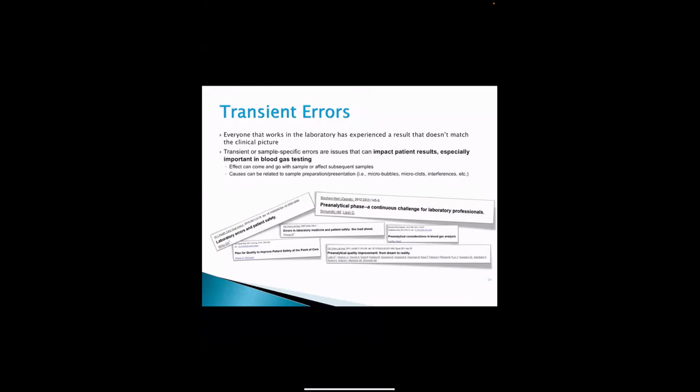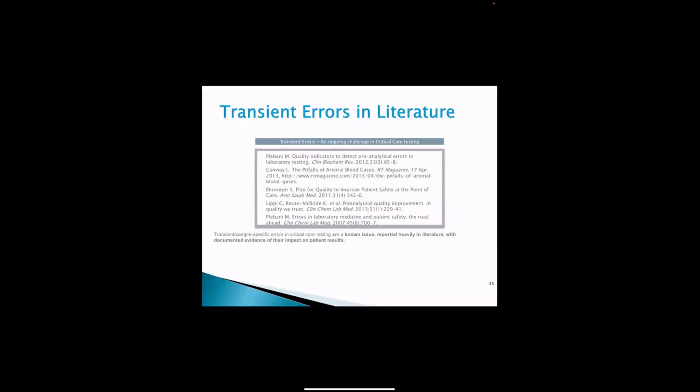So as you can see here, even in the literature, transient errors are well documented, and pre-analytics tend to be one of the main contributors of these transient errors. Here are some specific literature examples from key opinion leaders that show a trend of ongoing transient errors in critical care testing. These articles highlight the impact of sample-specific errors on patients' results.